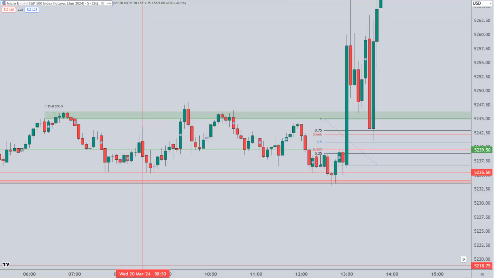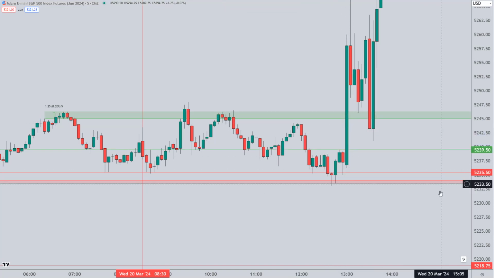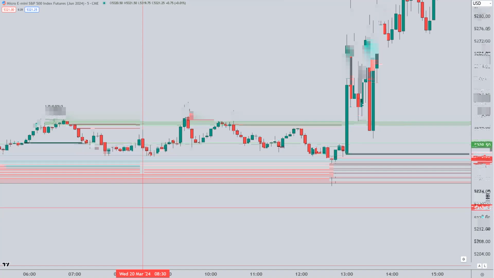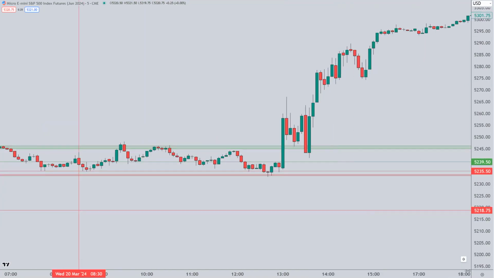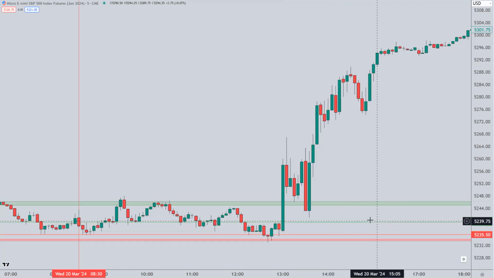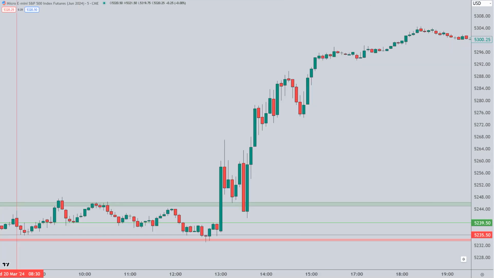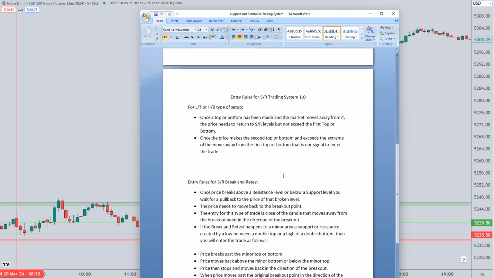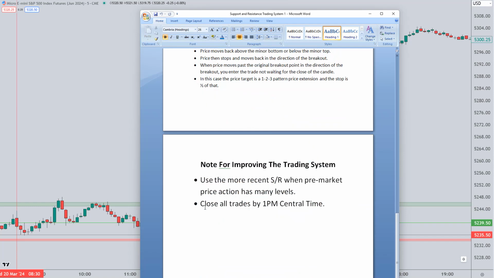All right, so let's look at this, because this next setup that we have over here is our break and retest type setup. And it brings up an interesting point here. If you remember from the things I was looking at, the possibility of changing, the second one was close all trades by 1 p.m. Central Time. Now, for me personally, I'm out of trades by noon time for the most part.